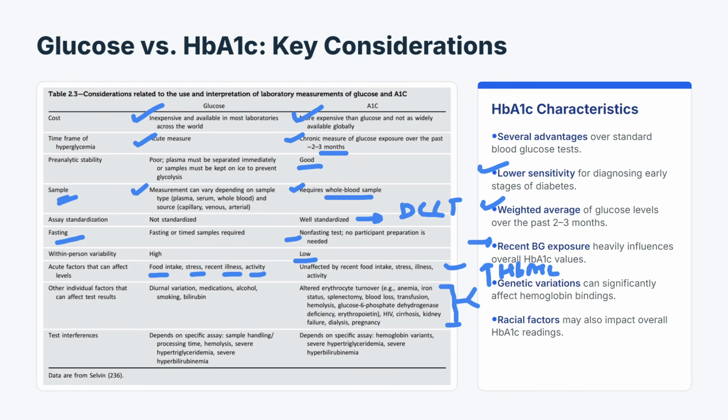There are certain genetic variations which can alter the hemoglobin binding. For example, an X-linked G6PD variant, which is seen in around 11% of the black population in the US, will falsely lower their HbA1c by 0.8%. Also, there are some racial factors. So, blacks usually have higher HbA1c by around 0.3 percentage points.